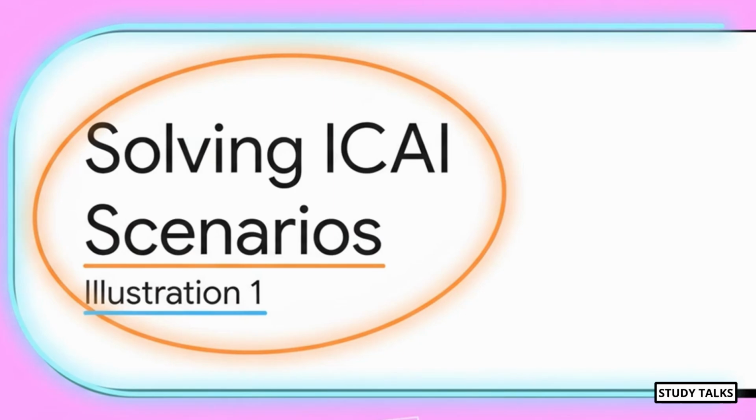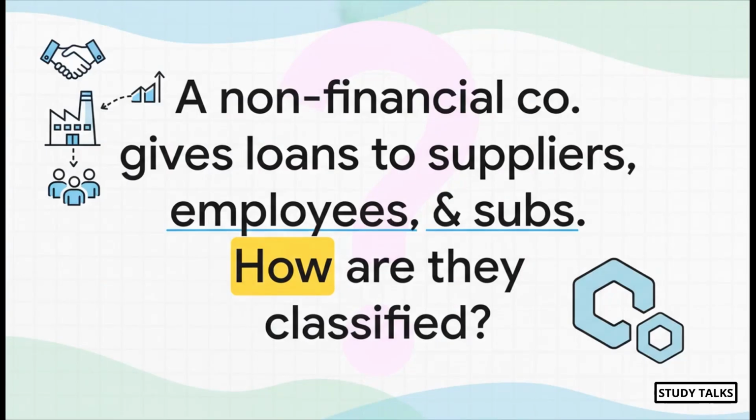Okay, enough theory. Let's get our hands dirty and see how this stuff actually works in a real ICAI exam question. This is where you really win or lose marks. So here's a classic scenario for you. A non-financial company gives out 3 different loans. One goes to a supplier, one to an employee, and one to its own subsidiary. How would you classify the cash outflow for each of these? Just take a second and think about it.